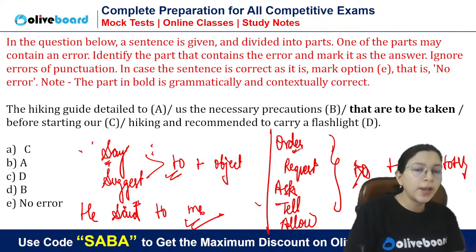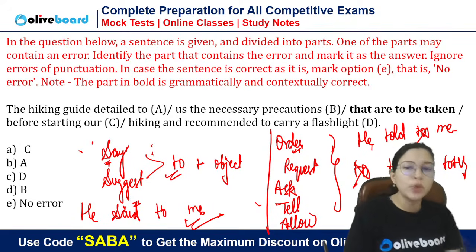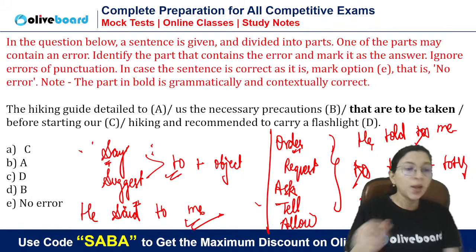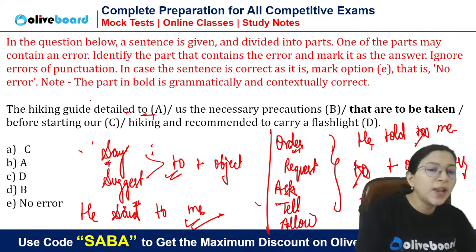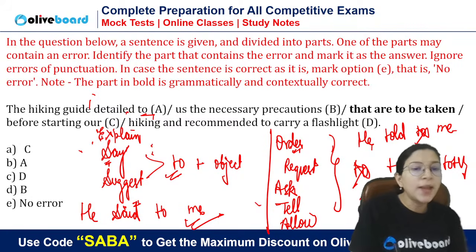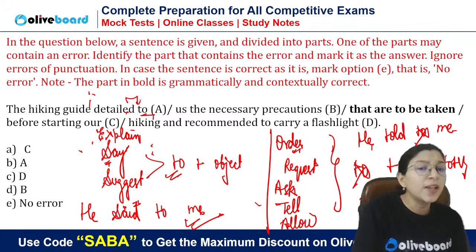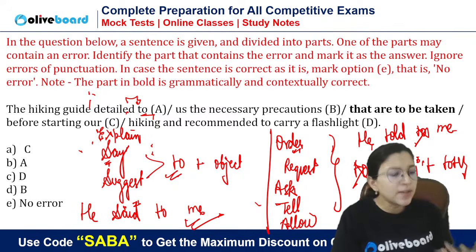All these words do not take to. Like you cannot say he told to me. Can we say he told to me? Many people speak this way, but it is wrong. Told to is wrong. Ordered to is wrong. Request to is wrong. But he detailed us or he detailed to us? Detailed means explained. Even explain will also take to, guys. Explain के साथ भी to लगेगा. The hiking guide detailed to us means explained to us. Absolutely correct. How can you say detailed us? का मतलब आप समझ रहे हैं?